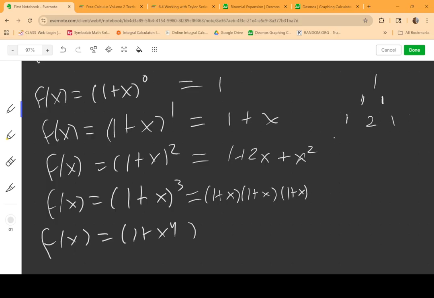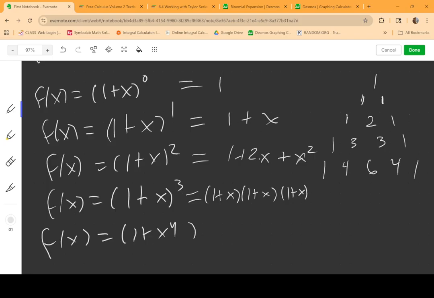So the next few rows will look like this: 1. The next one, look above, to the left, to the right, 3. One more time, left and right, 3, 1. And then here, 1, left and right, 4, 6, 4, 1, etc. So what we have here are these coefficients. If you see here, they match up with the coefficients of my binomial expansion.